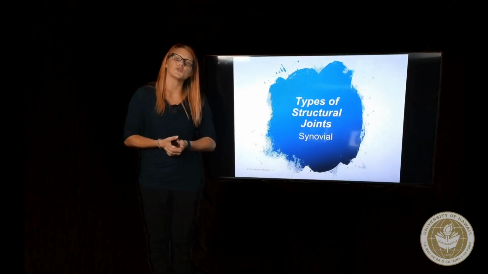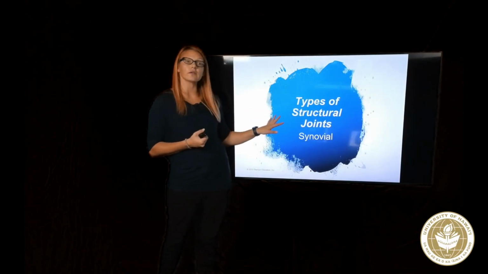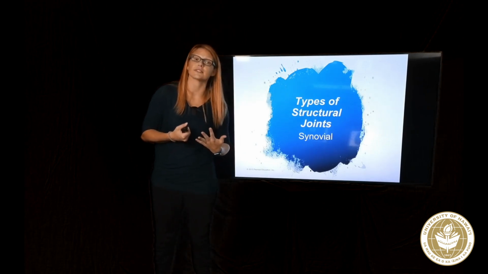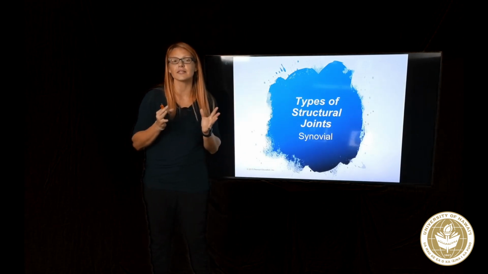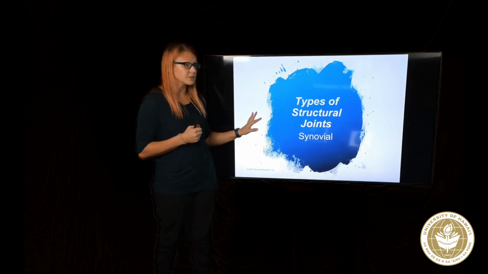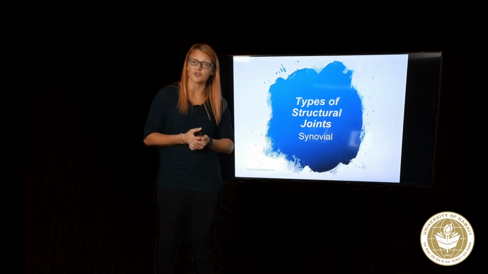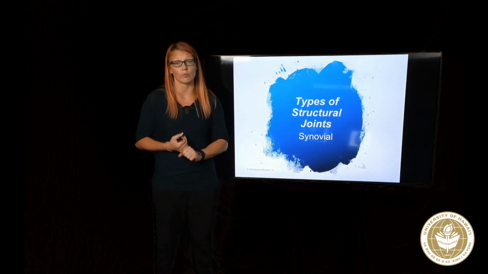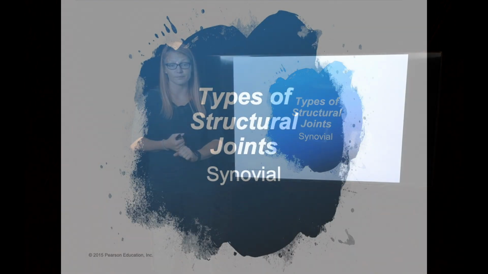So now we're going to move on to that third type of structural joint, which is our synovial joints. And as you probably have realized already, if you've kind of looked through the slides, we're going to spend a lot more time talking about these synovial joints than we spent talking about the fibrous and the cartilaginous joints.